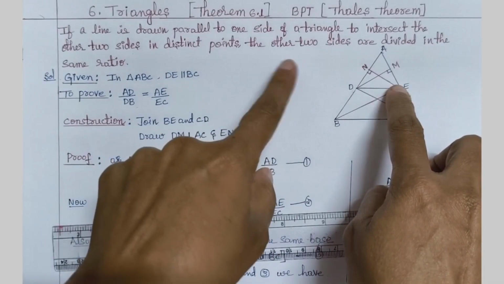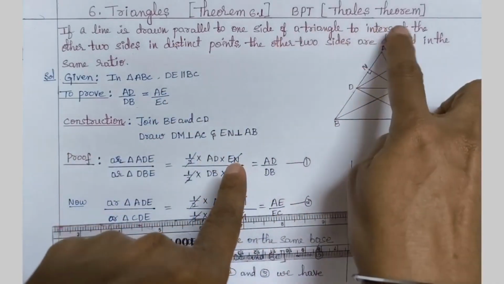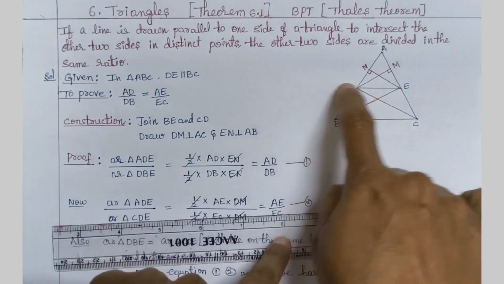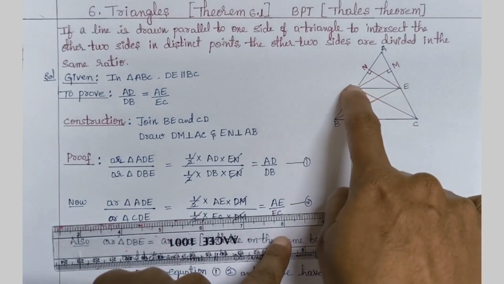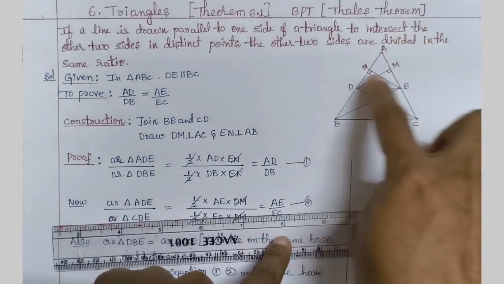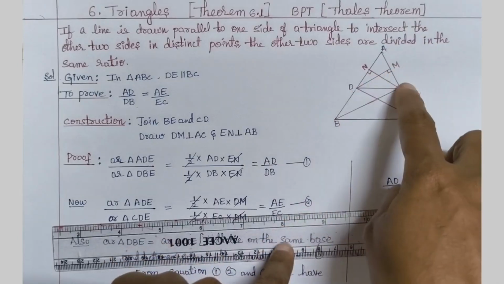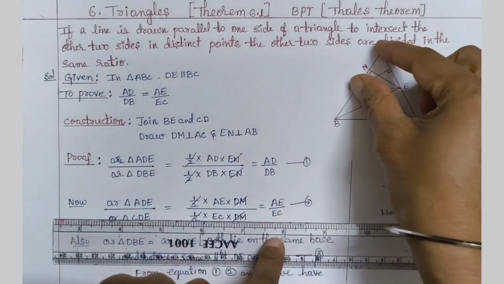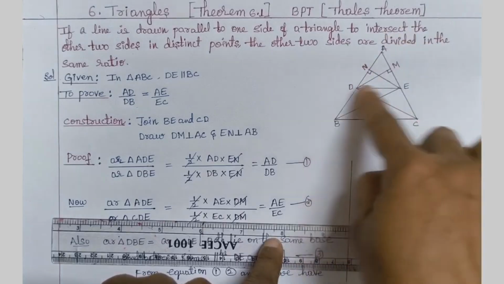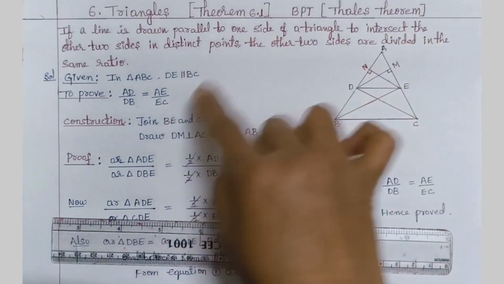Triangle, you are drawing one parallel line means what happens? It intersects the other 2 sides in a distinct point. You are drawing one parallel line means it intersects the other 2 sides at one distinct point. Now the other 2 sides are divided in the same ratio.